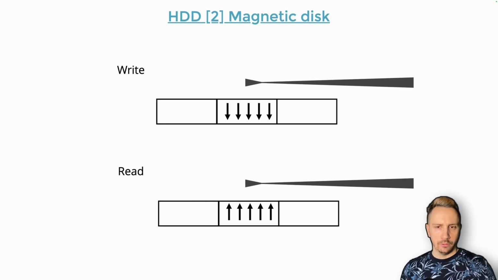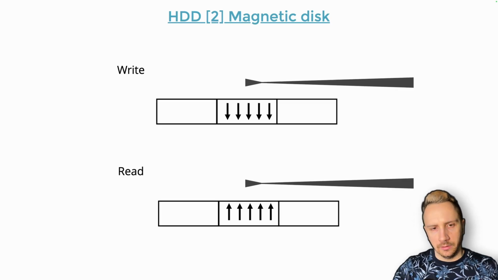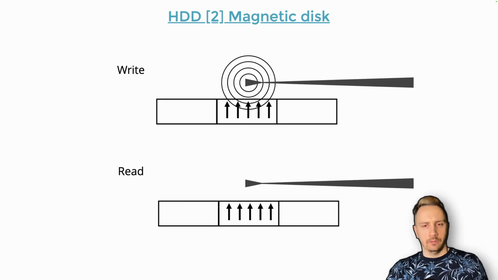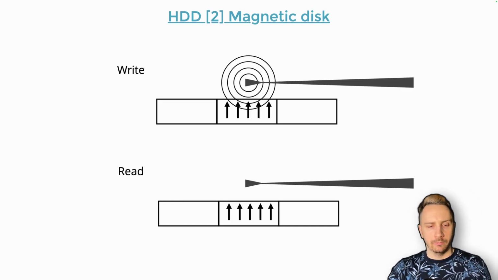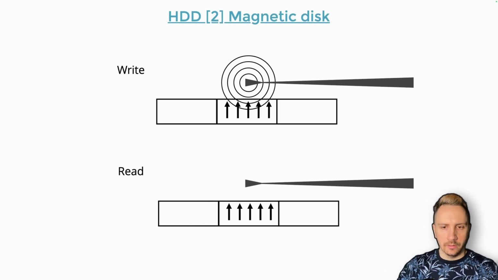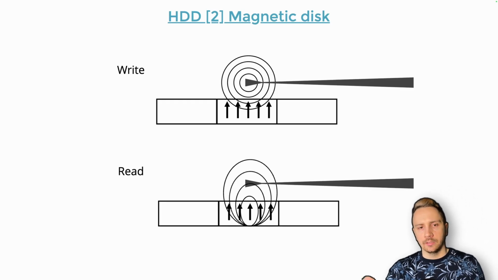When we need to write something, the reading head will get positioned by the controller on top of the domain that needs to be written, and then it generates a magnetic field, which will change the direction of the electrons in the domain. So this way it can override 0 with 1 or back. And for reading, the head will get positioned on top of the domain and it will read the magnetic field of those electrons. It will not override it, it will just read it.